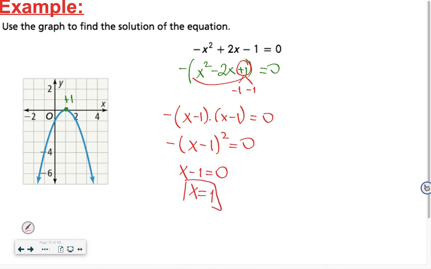As you see here, there's only one zero, which is x is equal to 1. This is the end of our lesson.